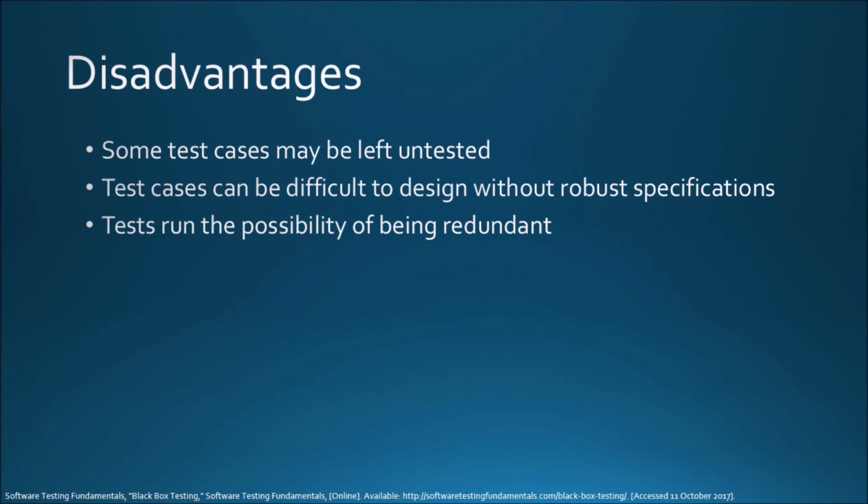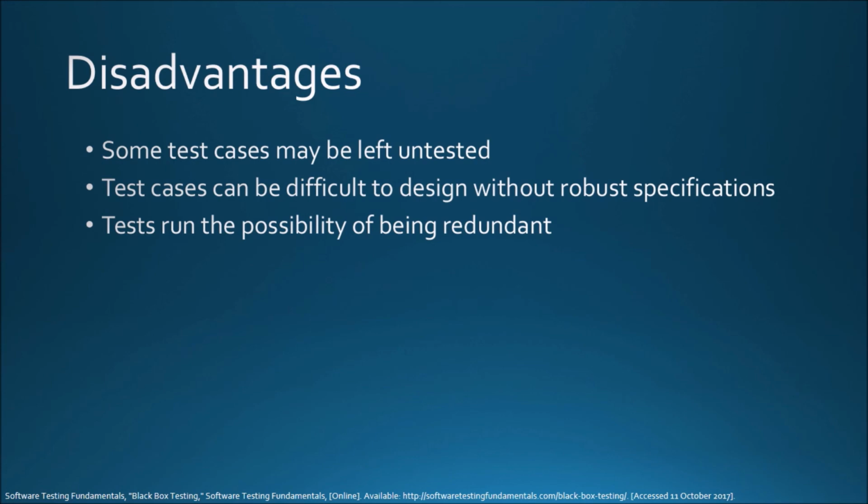One of the big disadvantages is some test cases may be left untested. The reason for this is that with black box testing, again, you can't necessarily see all that's happening. So you don't have all the information, and some tests are difficult to run without that information. And then it spills into the next one. Test cases can be difficult to design without robust specifications, because if you don't know exactly how the black box is working, how can you really make a test case for it?